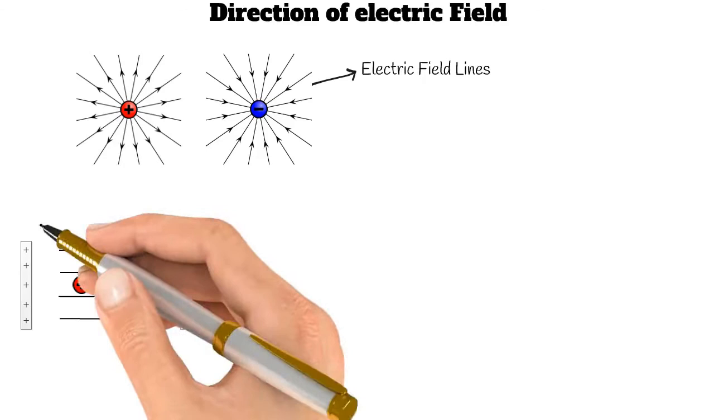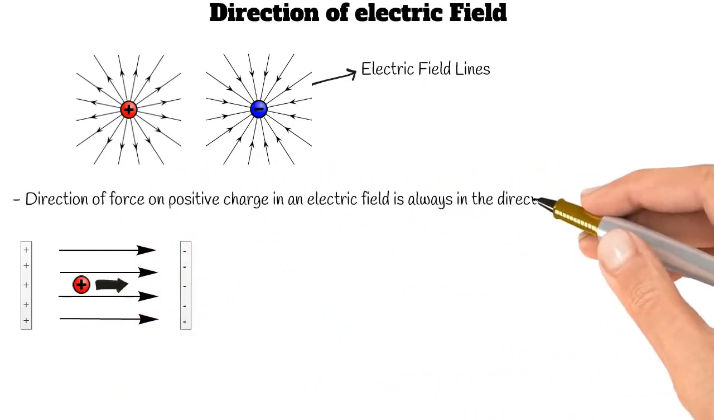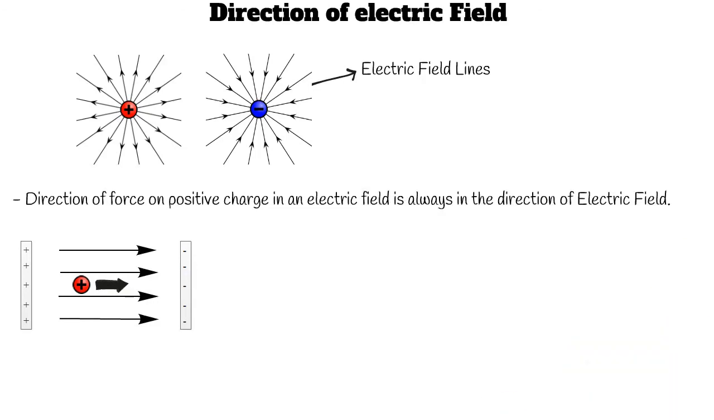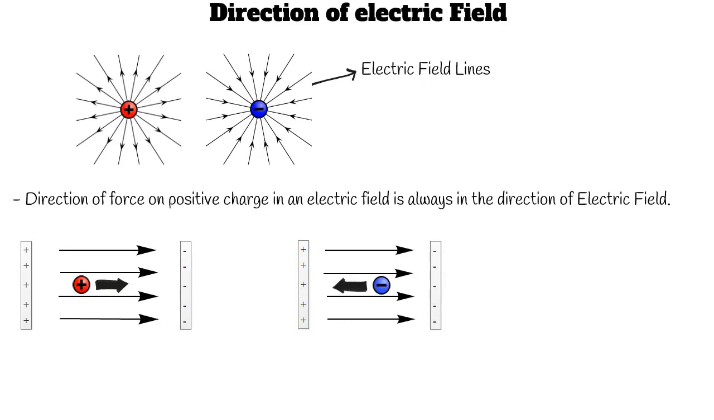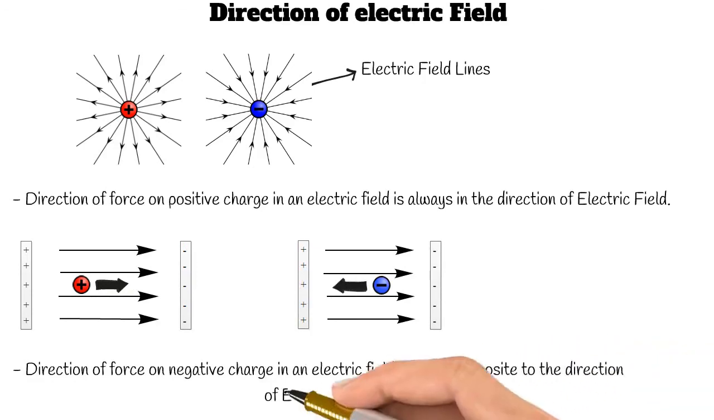So we can say that direction of force on positive charge in an electric field is always in the direction of electric field. In this case, if we had taken a negative charge, then it would have moved towards left, that is, towards positive or away from negative. So we can say that direction of force on negative charge in an electric field is always opposite to the direction of electric field.